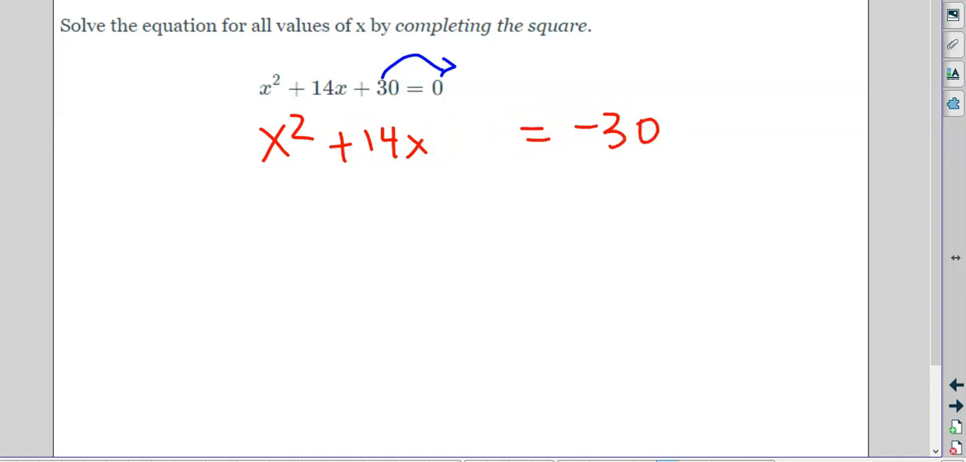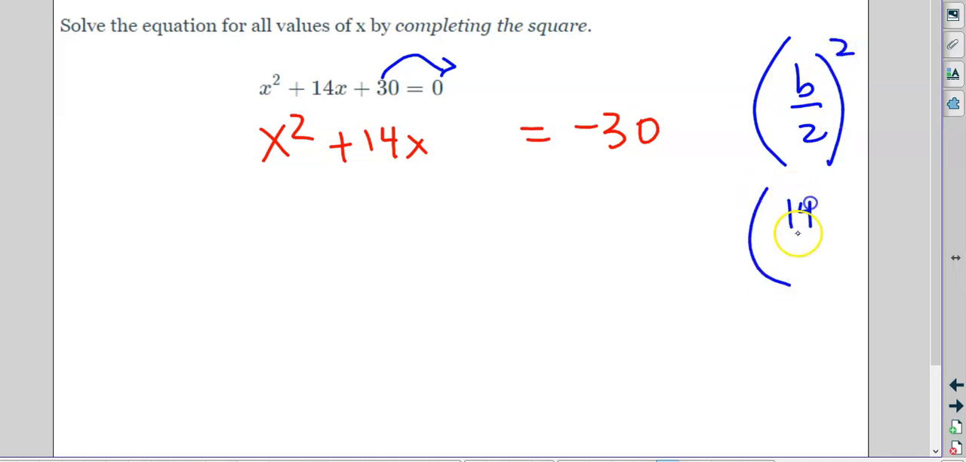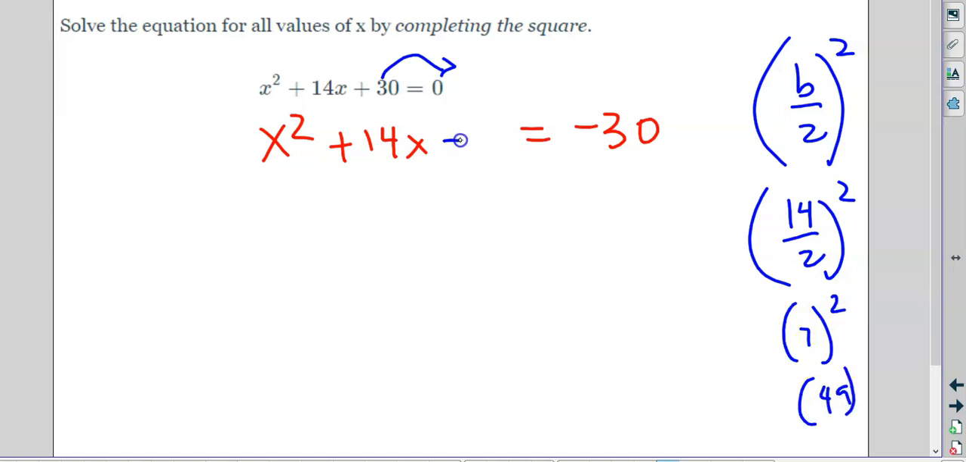All right, here we go. Half of b squared. And b is 14. And when we square it, we get 7 squared, which is 49. So I'm going to add 49 to both sides. The point of doing that is to get a repeat and a perfect square factor. Ooh, 19. But we already know we've done this before.